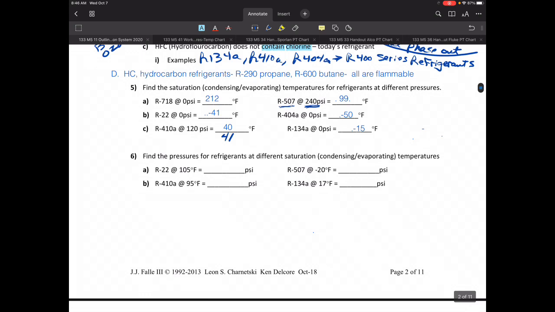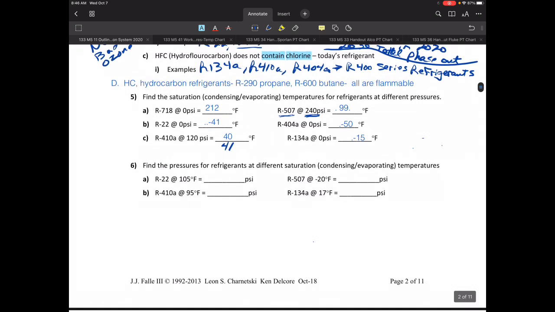So the only difference between number 5 and number 6 is that in number 5, we give you the pressures and we're looking for the saturation temps. On item number 6, we give you the temperatures and ask what the expected pressure will be. That would really be the difference. It just changes the approach a little bit.